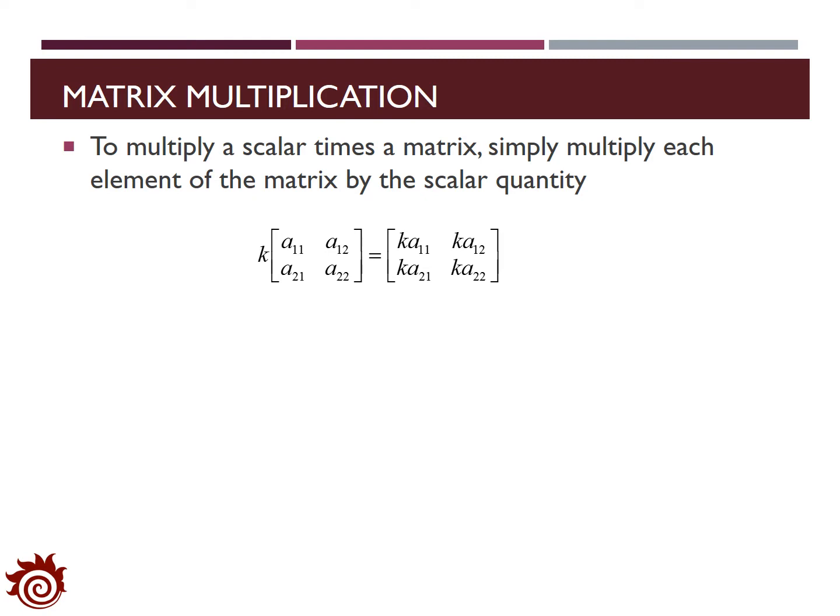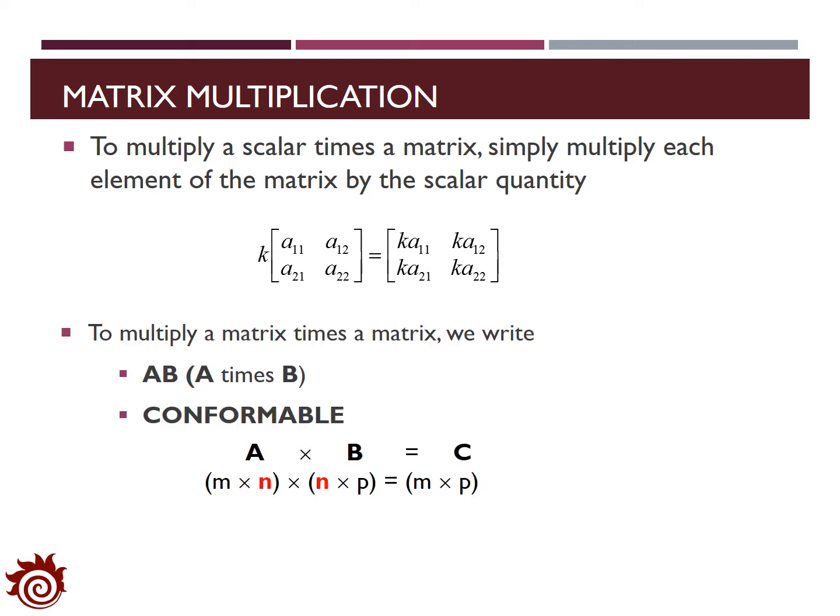There are two types of matrix multiplication. The first one, to multiply a scalar times a matrix, we just simply multiply each element of the matrix by the scalar quantity. And the equation here shows how the operation is completed. Second one, to multiply a matrix times a matrix, we have to consider the conformable conditions. Usually, this kind of multiplication can be written as A times B. In this condition, the number of columns for matrix A should be the same as the number of rows for matrix B.